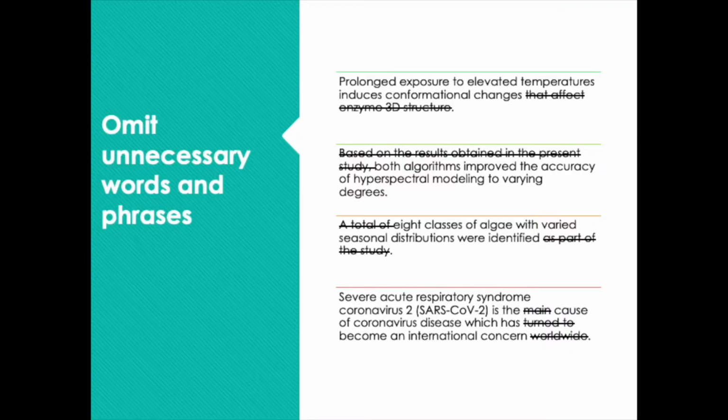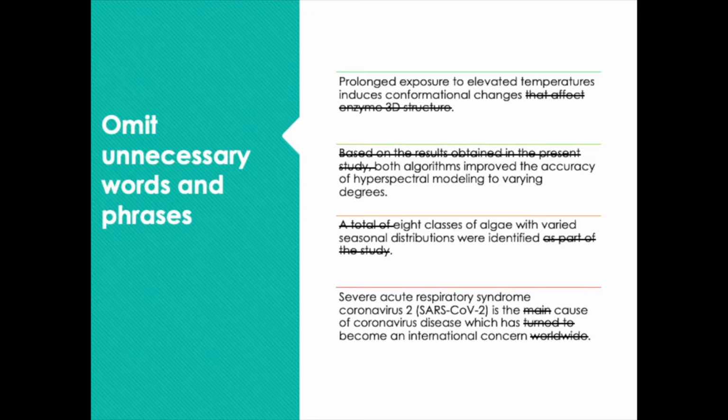The first part of this sentence can be eliminated: based on the results obtained in the present study. Now, anytime you see that, you can basically strike it out and just go directly to the result. Both algorithms improved the accuracy of hyperspectral modeling to varying degrees. A total of 8 classes of algae, just say 8 classes of algae, with varied seasonal distributions were identified as part of the study. Okay, so you don't need to say as part of the study. That's obvious. So we can make this sentence about half as long as it was.